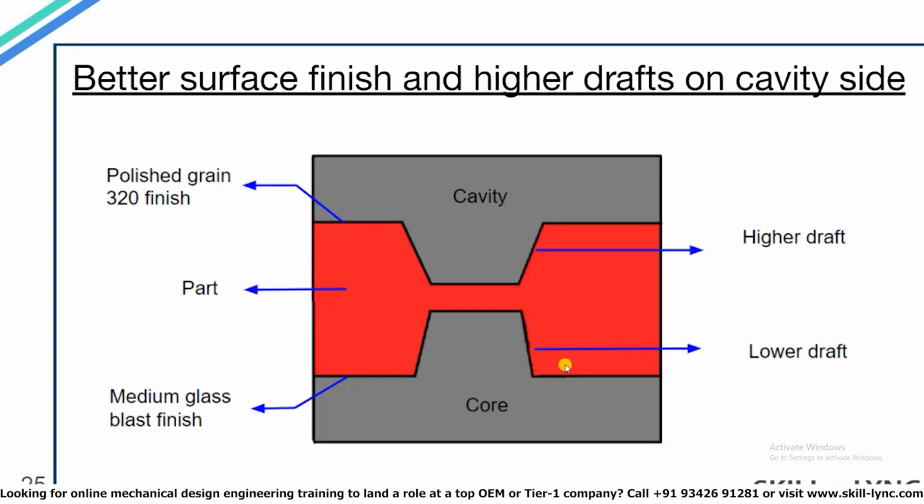Another point to note is that generally a better surface finish will be given on the cavity side compared to the core side. Also, the draft angles on the cavity sides are more than the draft angles on the core side. This is done to ensure that the plastic does not stick to the walls of the cavity.